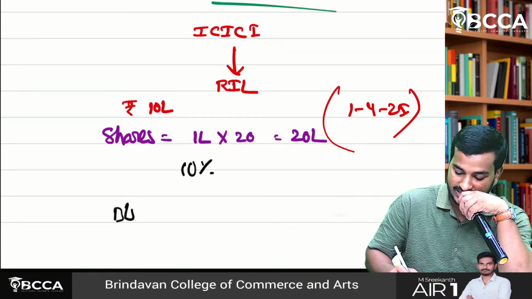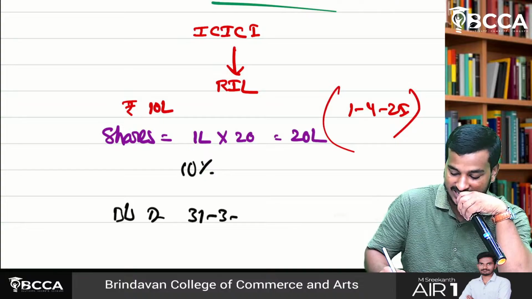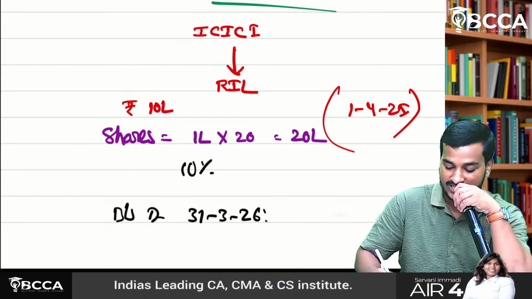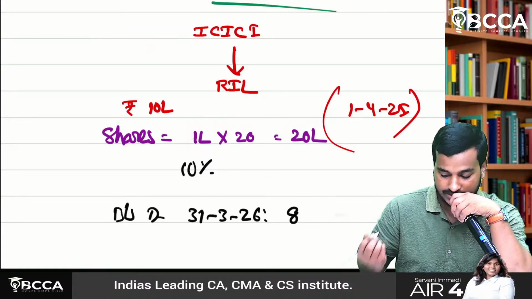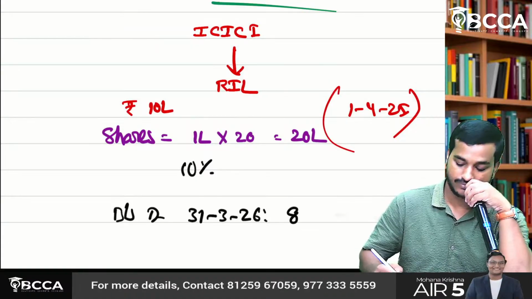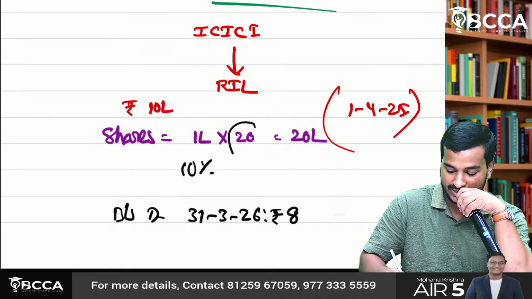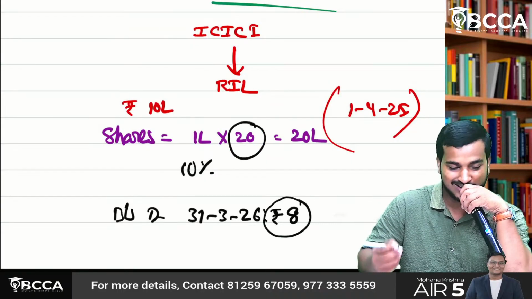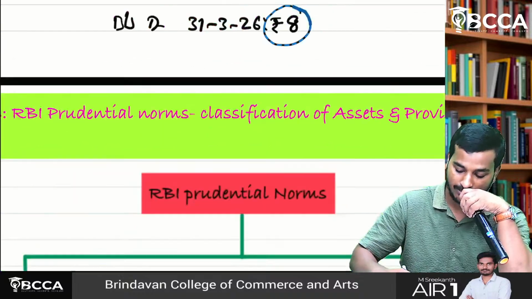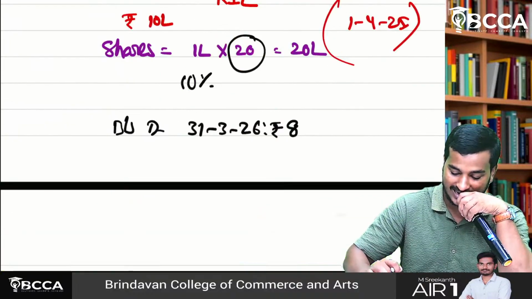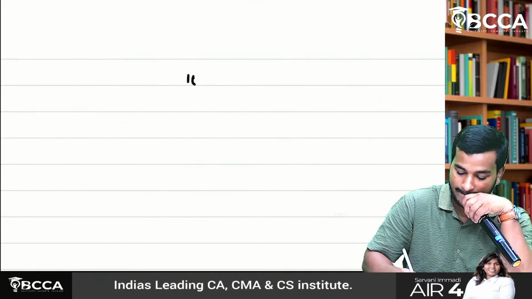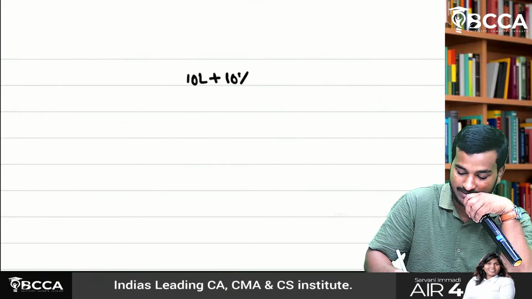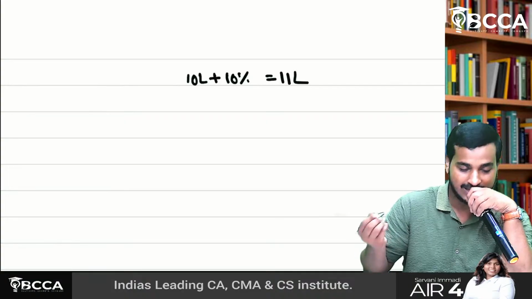On the balance sheet date, what happened? On 31st March 26, the share value suddenly fell down to 8 rupees. Each share value fell from 20 to 8 rupees. Now tell me, how much does the banker have to receive? What is the loan amount? 10 lakh plus interest 10%. That means we have to receive 11 lakh.